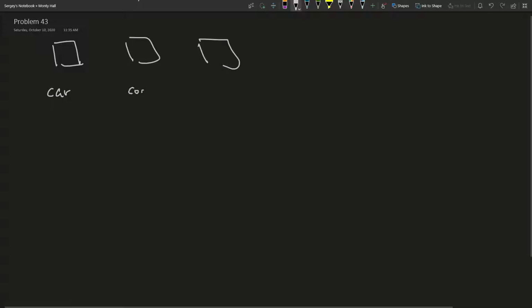In this problem, we consider a variant of the Monty Hall problem where we have 3 doors, and the possible prizes behind the 3 doors could be the car, we could have a computer, or we could have a goat. And the contestant prefers the car to the computer and the computer to the goat.